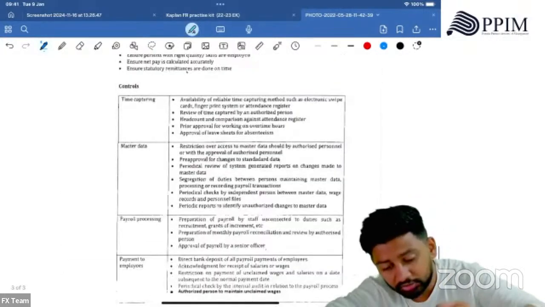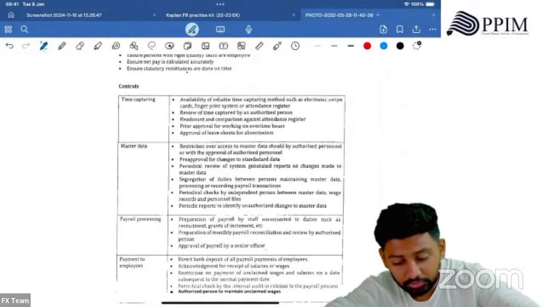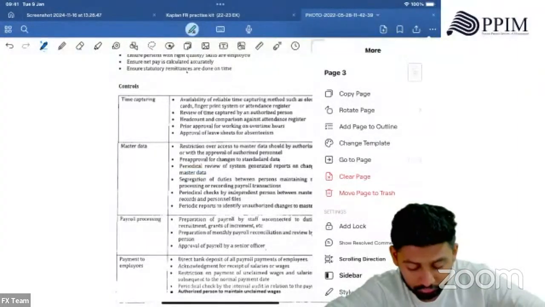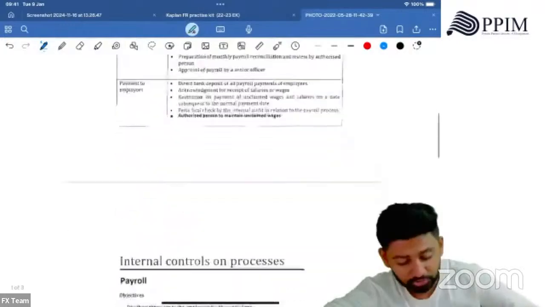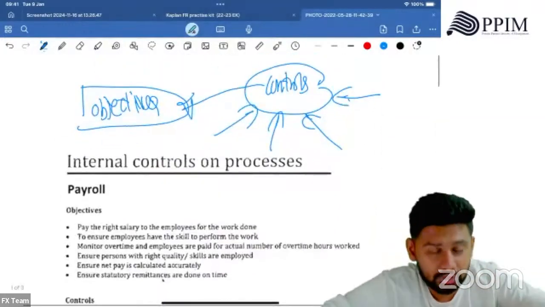Because controls are not our responsibility, okay? Controls are management's responsibility, no? So let's accept that. That is number one. These controls are being put up by the management.